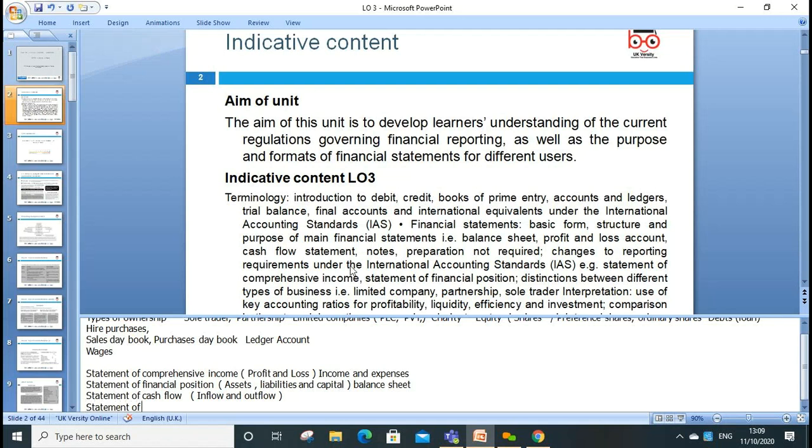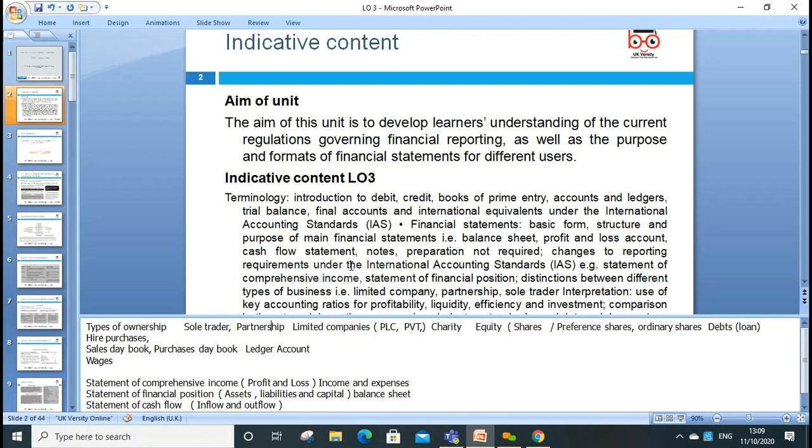The next statement is called the statement of change in equity. Equity is known as share capital. Share capital is how many shares we issue, how much dividend we pay during the year to our shareholders, and how much is the revaluation of the assets. All this goes into our statement of change in equity. We also learned about types of ownership: sole trader, partnership, limited company, or charity. You can start a business if you want to.